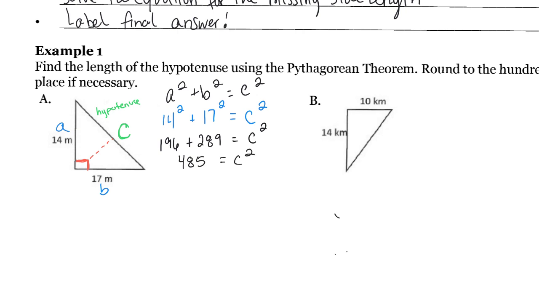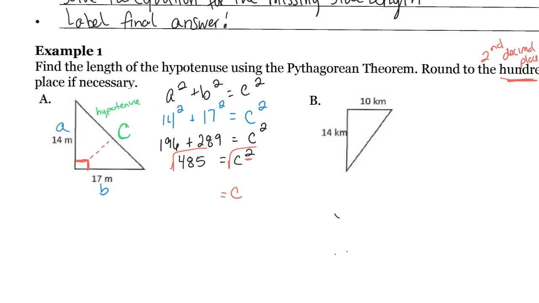And now C squared is not the same as C. We want to get C equal something. So I need to get rid of the squared, and I do that by taking the square root of both sides. So what is the square root of 485? 485 is not a perfect square, so you have to round to the hundredths place. Remember, that's your second decimal place.